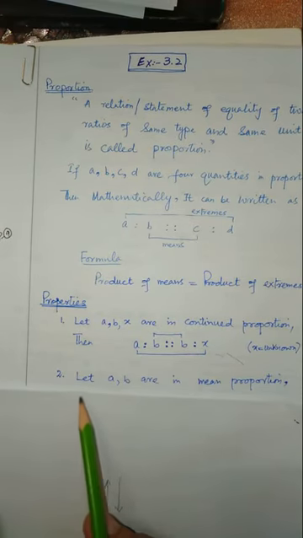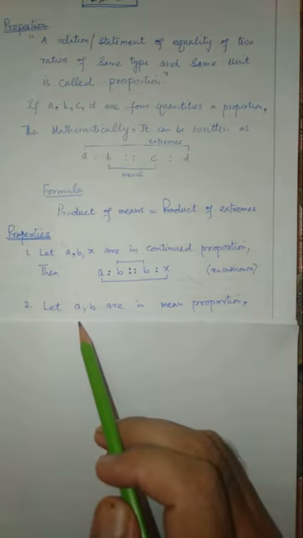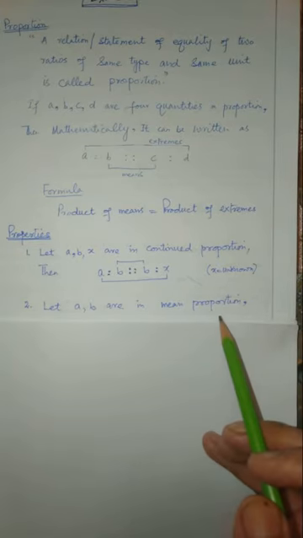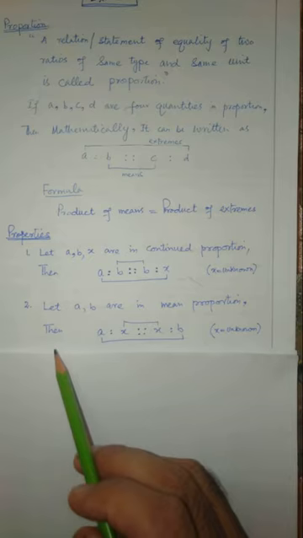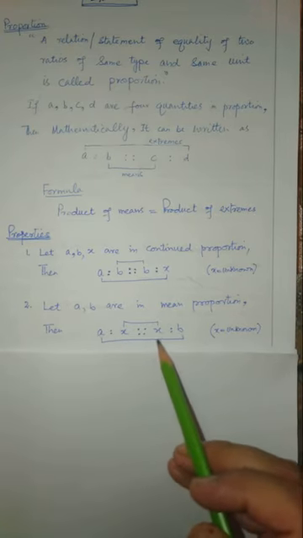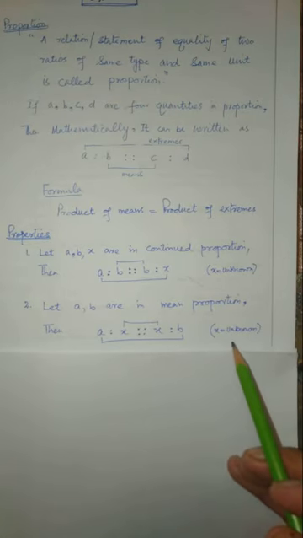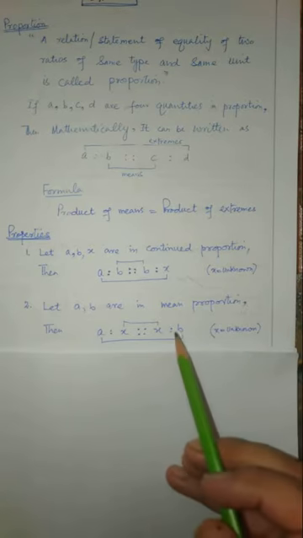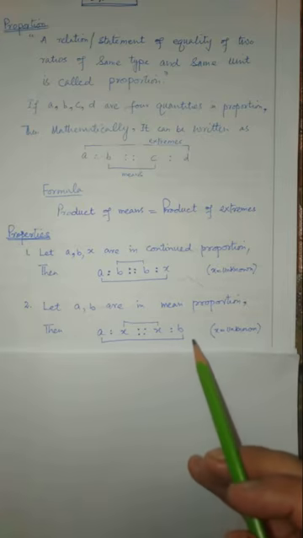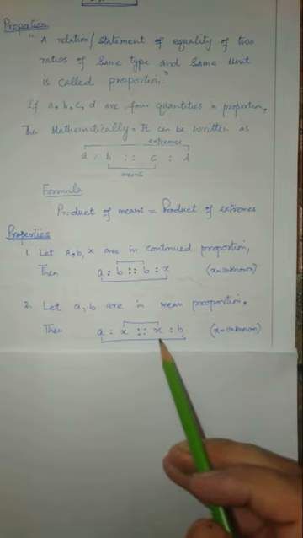Property number 2: let A, B be in mean proportional, then we can write A : X :: X : B, where X is the unknown value. For mean proportional, the given values are always written at the extremes, while the unknown value is written at the mean position.